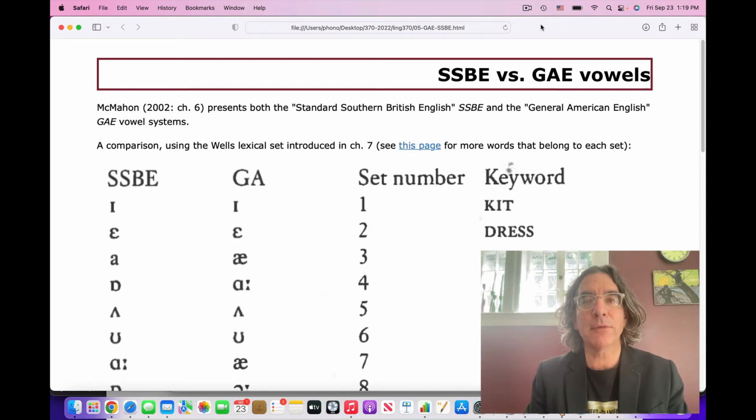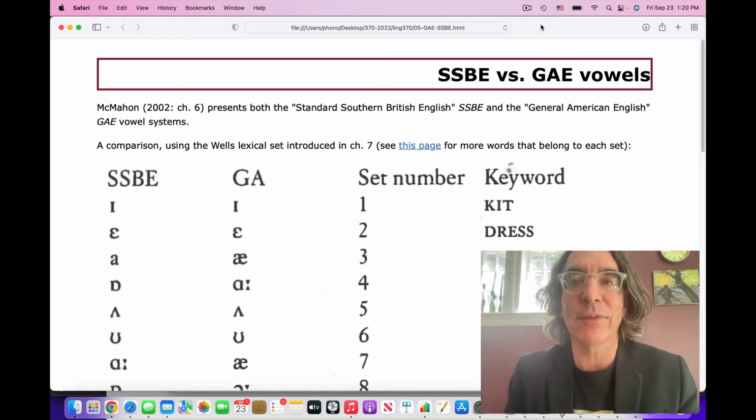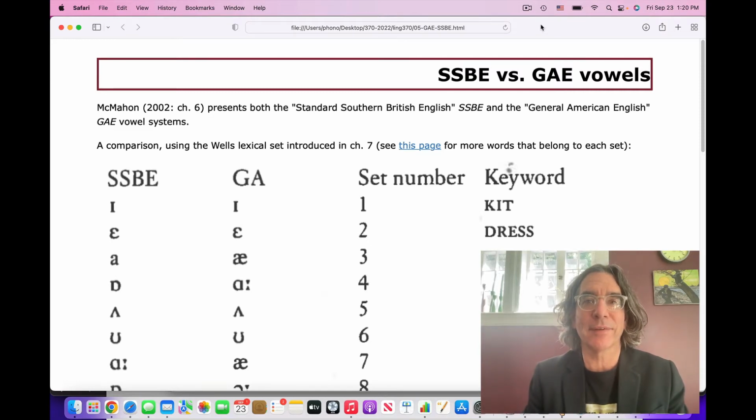To wrap up our discussion of vowel inventories, I wanted us to look a little bit at the difference between what we might call the general American English vowel inventory and the one from standard Southern British English. It's discussed in McMahon's chapter, chapter 7.